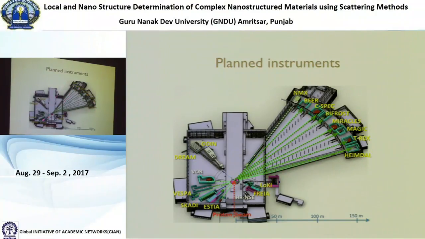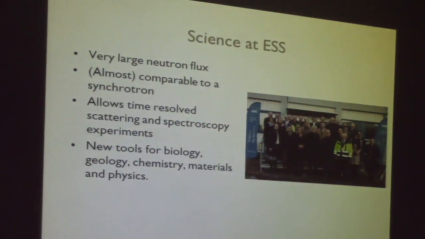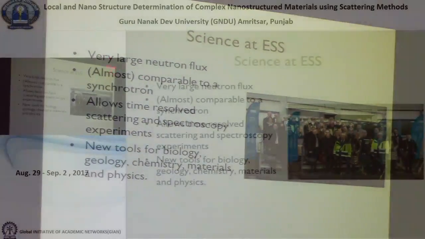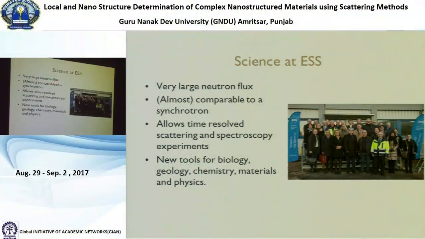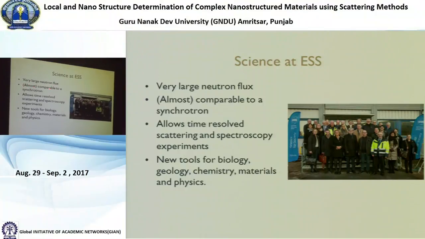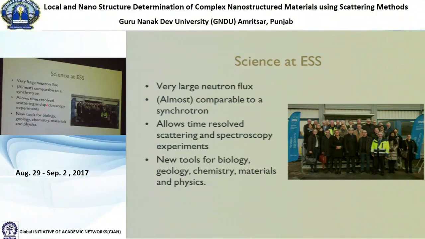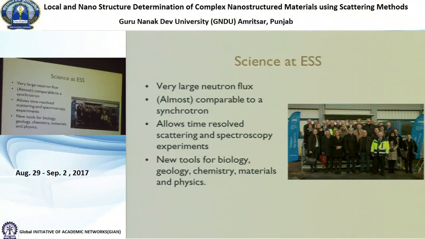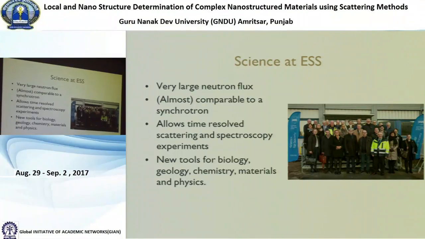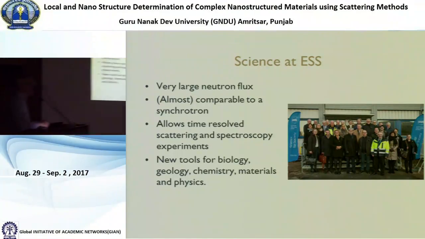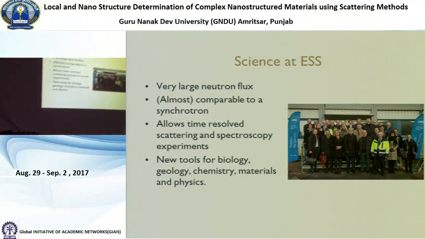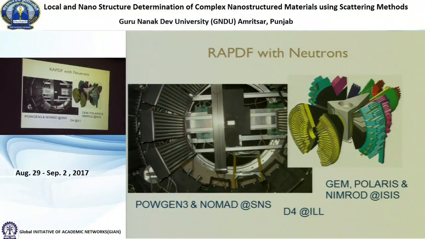Here are the planned instruments, but I don't need to go through them. I mean, you can basically do everything. But it's going to have extremely large neutron flux. They're claiming almost comparable to a synchrotron, but I'll believe that when I see it. That allows you to look at small samples. It allows you to do time-resolved scattering experiments. So a lot of the things that we're doing at synchrotrons, you can start doing at neutron sources. Even right now, using spallation neutron sources, we can use these advanced instruments.